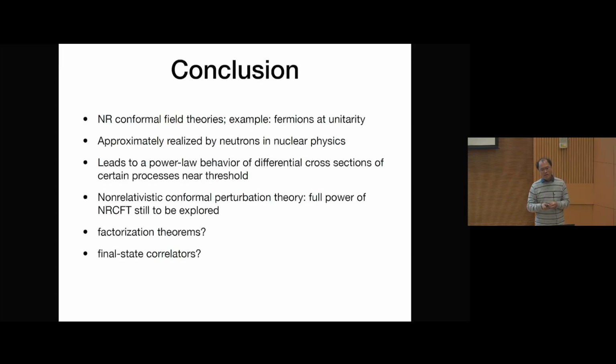We started developing the technique of non-relativistic conformal perturbation theory, but it's fair to say that the full power of non-relativistic conformal symmetry is still to be explored. There are some questions that would be interesting to understand. I've presented to you a physical argument why the amplitude of certain process has to be factored out into the product of a primary process and the process of decay of a composite object into the neutrons. It would be nice to understand this more rigorously and see whether there are factorization theorems that one can prove.